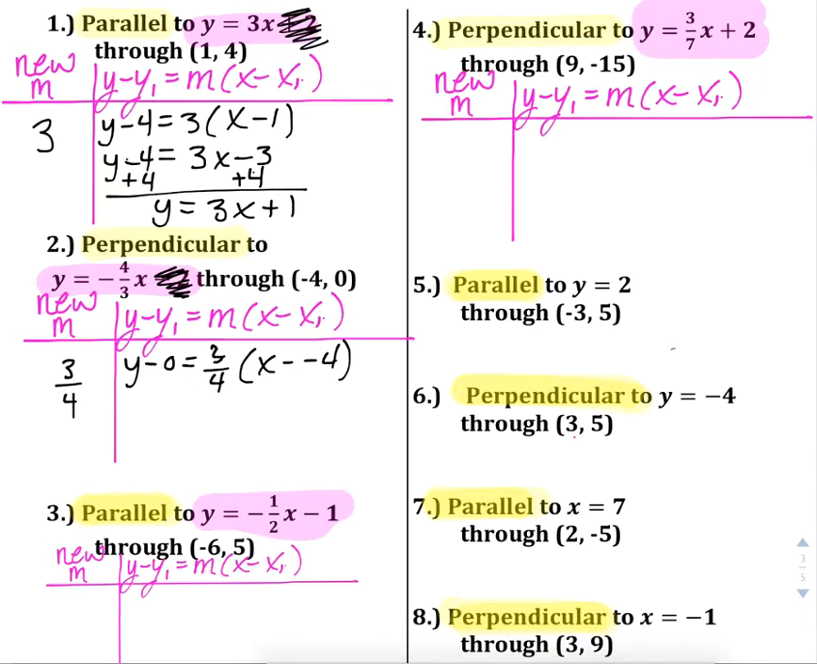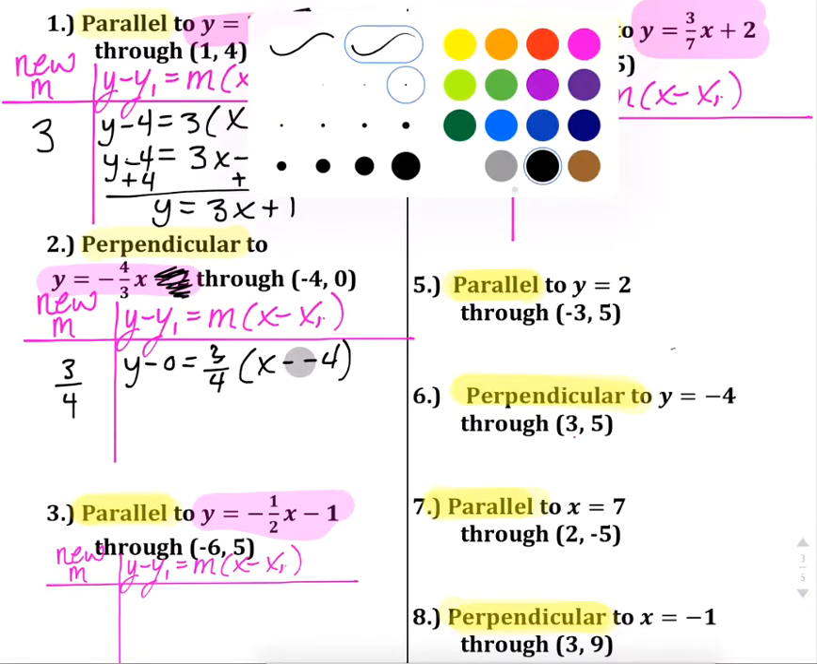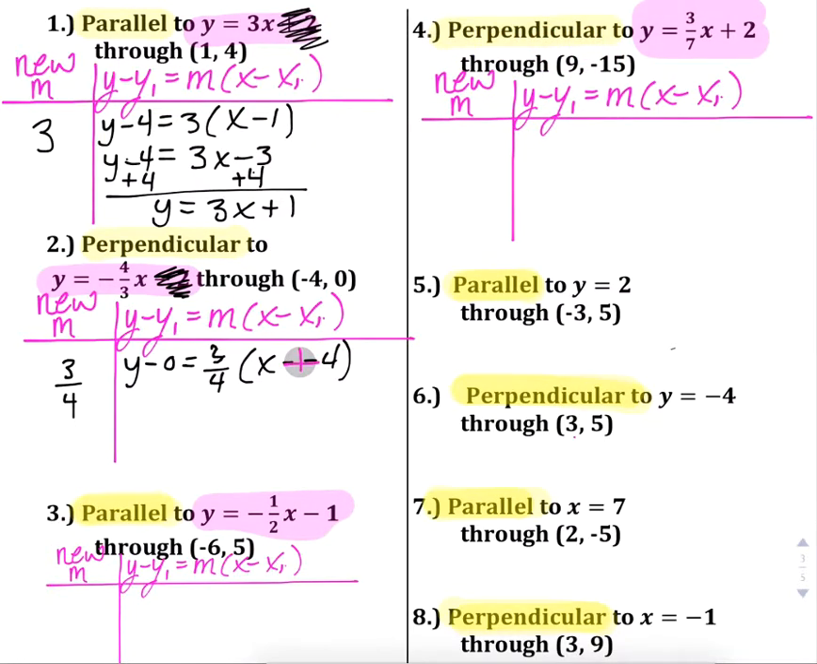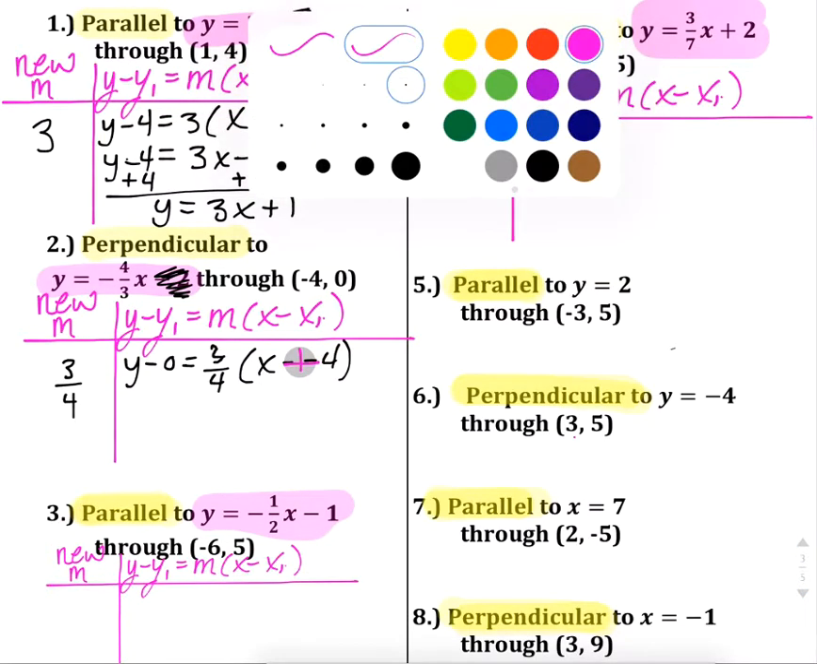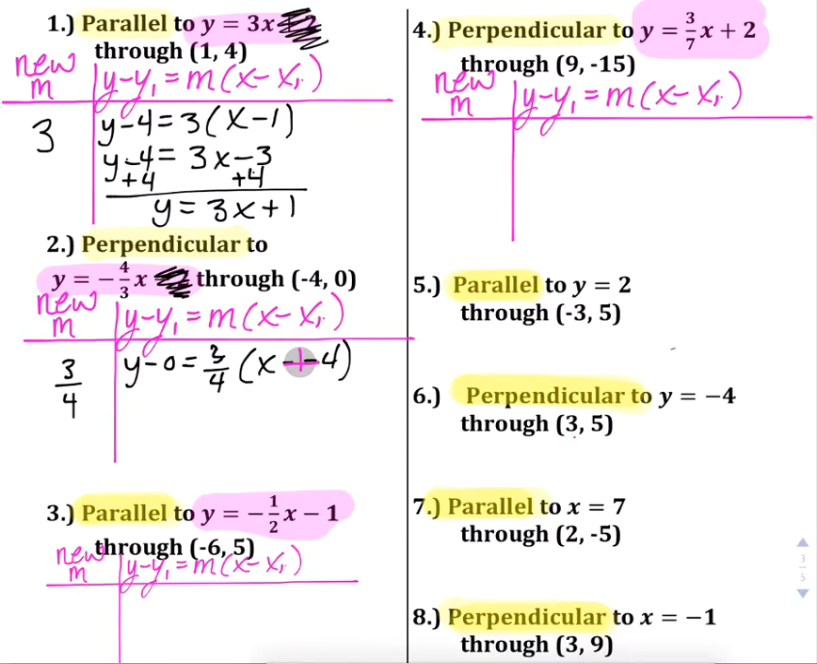Remember that when you have two signs like this, we want to make it a big old plus sign. So I'm going to put a plus over that. Now we can multiply. So 3/4 times x makes 3/4 x. 3/4 times 4 makes 3. I do not need to bring down my 0. All I need is my y. So that right there is my final answer. I'm done.